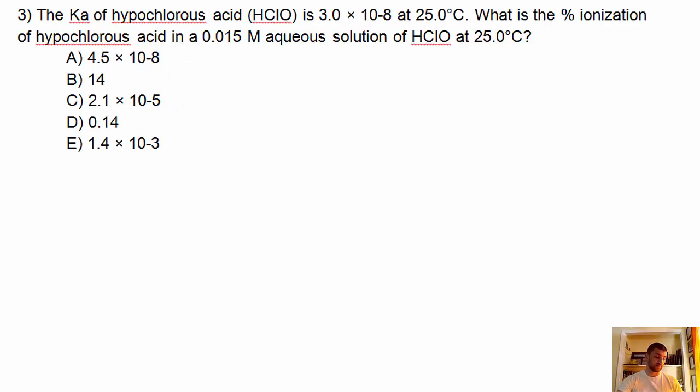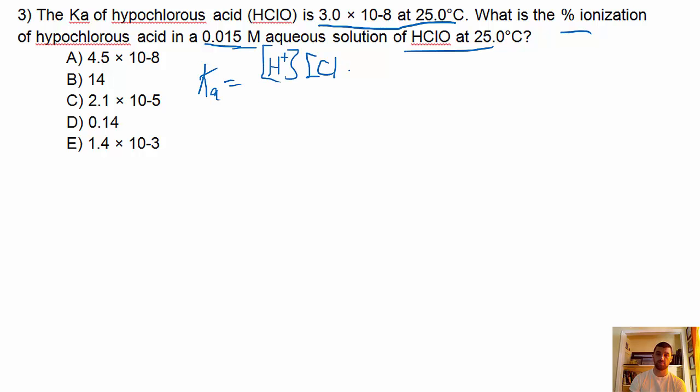Number three, we're looking to get into some math here. It says the Ka of hypochlorous acid, HClO, is this number. What is the percent ionization of hypochlorous acid in a 0.015 molar aqueous solution at that temperature? We have to remember that Ka is a special equilibrium constant: the products, H plus and ClO minus, over the reactants, the undissociated HClO. That's the first thing we need to establish. So this is what the Ka expression is.